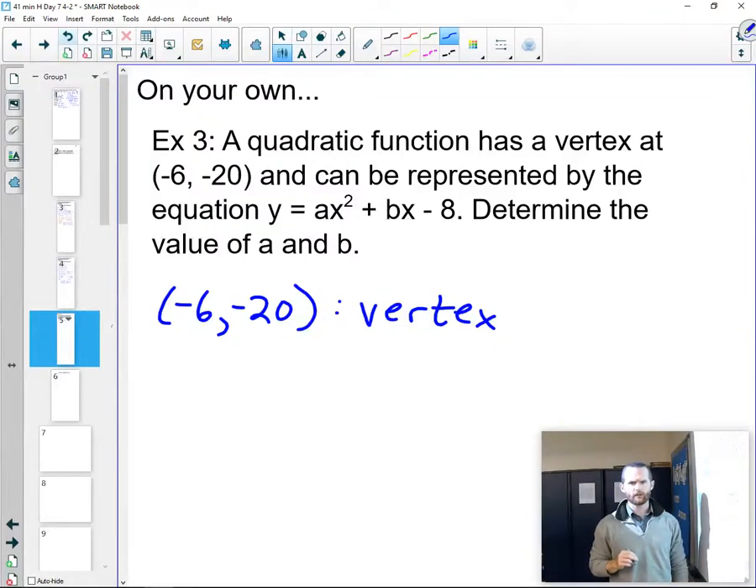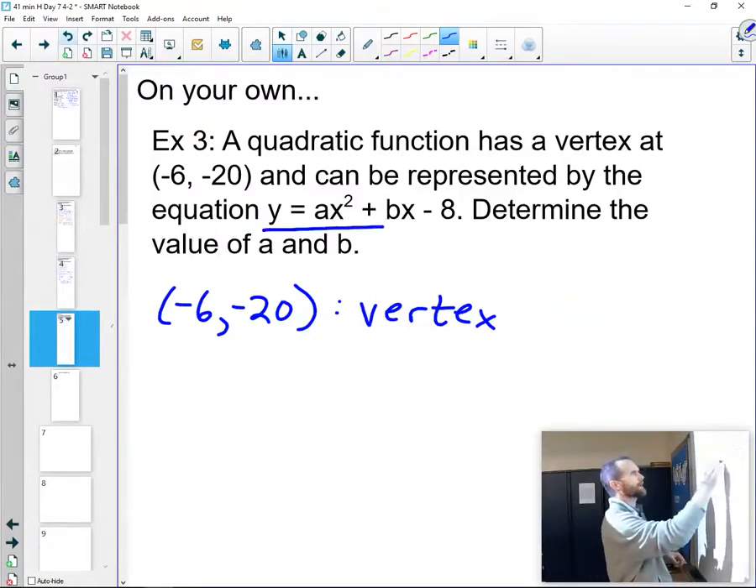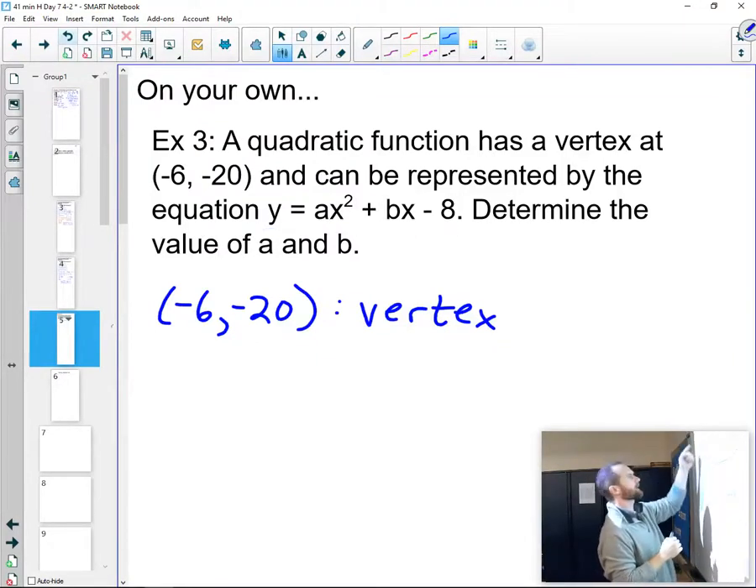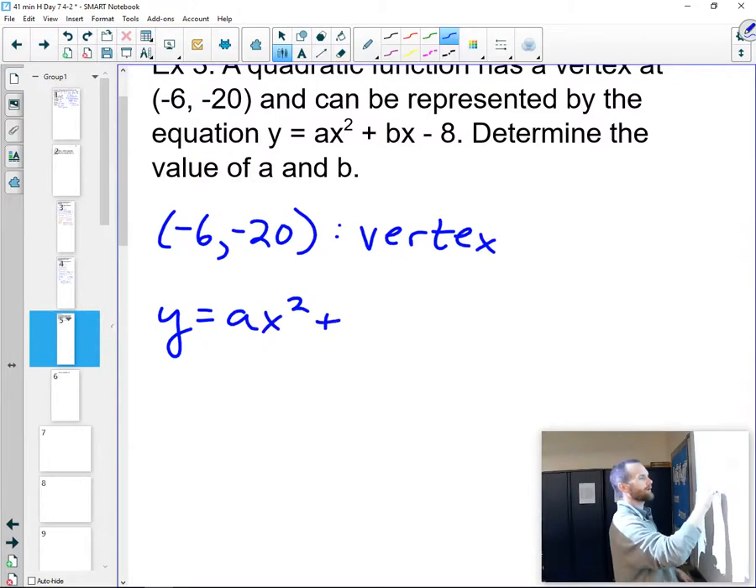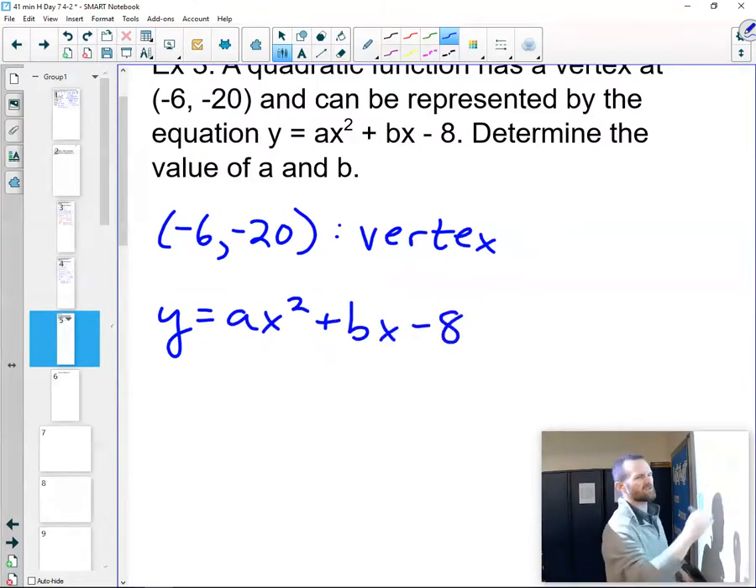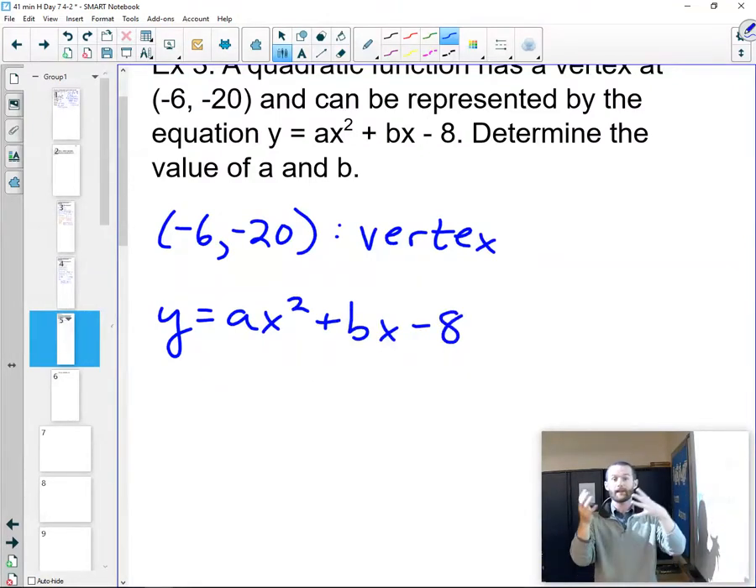And the quadratic function can be represented by the equation y equals ax squared plus bx minus 8. Again, I'm going to copy that down here. I always like to copy my important information because the paragraph sort of makes my eyes roll into the back of their heads. A list, I can sort of immediately see and think, okay, that's the important information. So we've got to determine the value of a and b.